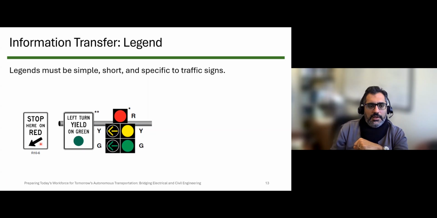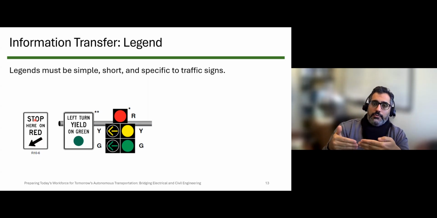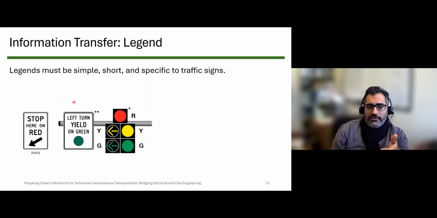Like you might have seen "Stop here on red," especially if you have a protected permitted right turn. These are very common legends that are used in addition to the stop line. So we have a stop line, and we have a traffic light, but in order to make sure that the drivers understand what is happening with these protected permitted right turns, we have these "Stop here on red" signs. "Left turn yield on green." I talked about it at the beginning of the class.